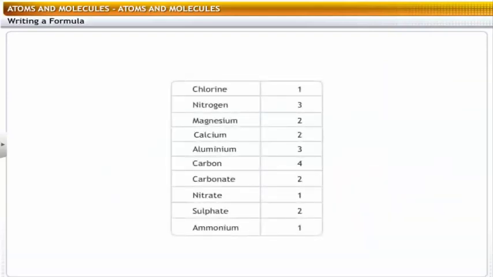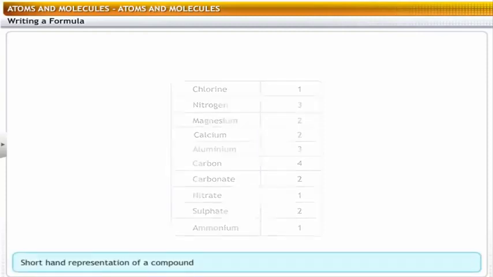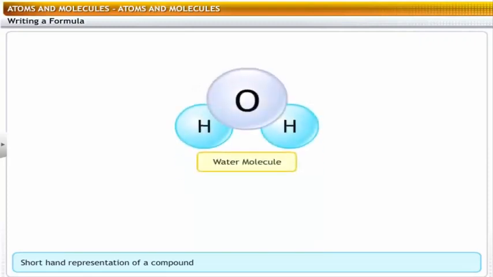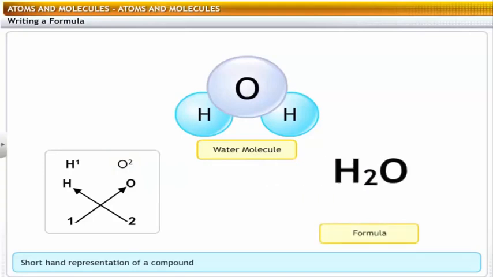The knowledge of valency helps to write the formulae of compounds. A formula is the shorthand representation of a compound. For example, consider a water molecule. It has hydrogen and oxygen. The symbol of hydrogen is H and oxygen is O, and its formula is H2O. Let's learn to write a formula. To write the formula of compounds, we follow a set of rules.